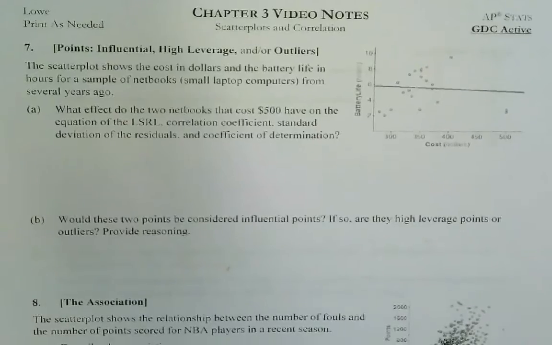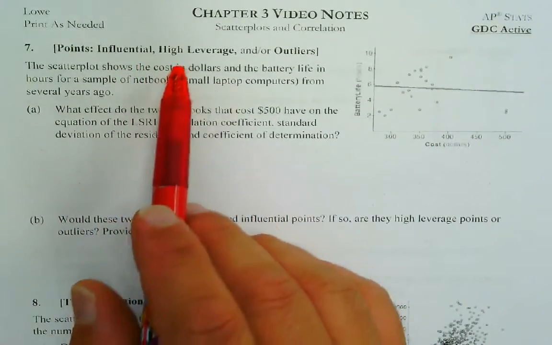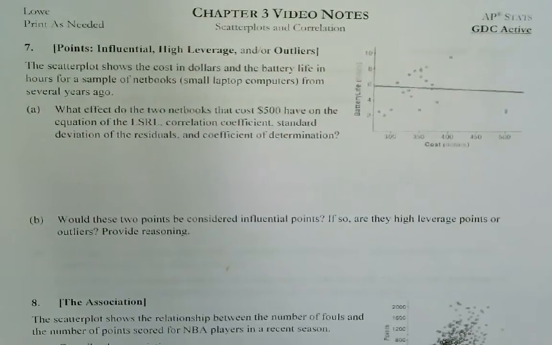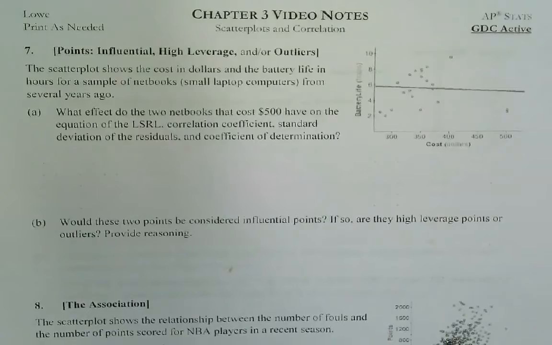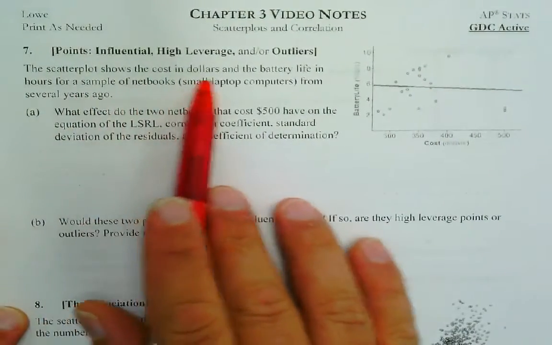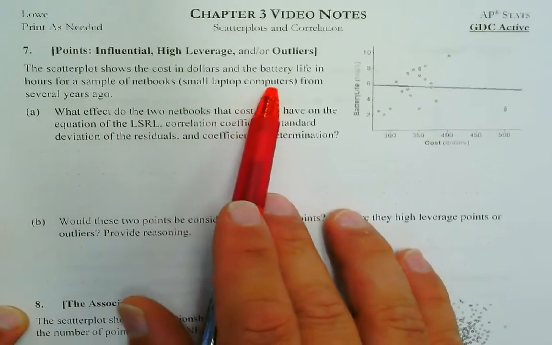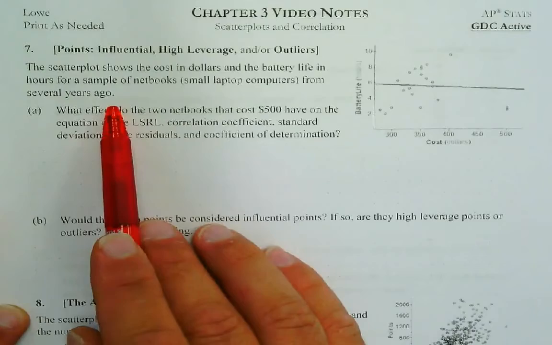Okay, so now talking about influential points and whether those influential points are high leverage and/or outliers. What does this mean? Well, if we look at this scatter plot, it shows the cost in dollars and the battery life in hours for a sample of netbooks, small laptop computers, your Chromebooks, all of those types of things, from several years ago.